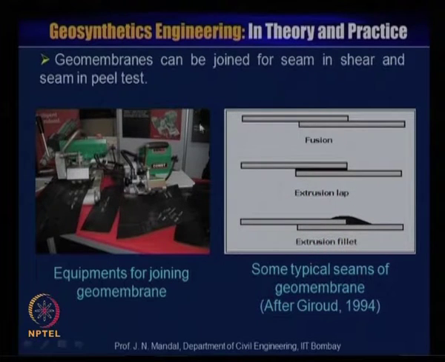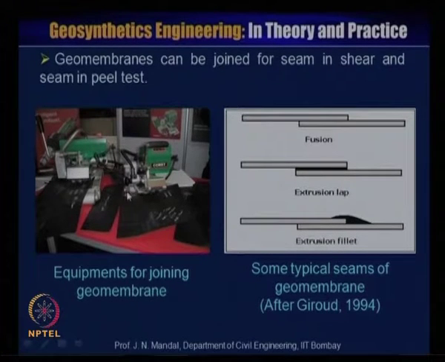And here I am just showing how some of the geomembranes can be joined for the seam in the lab and seam in the field test. This is the machine, that means equipment, for joining the geomembrane. I have also explained some of the types of geomembrane seam. Here this is the fusion, here is the extrusion lap, or this is the extrusion fillet. So, this is all given by Koerner 1994.